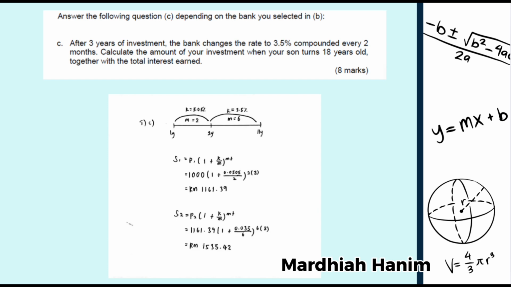Where do I get the 8? Okay, so 8 is the result of 11 minus 3. We've already calculated the first 3 years. Then we have to calculate for the balance of the 11 years after we already calculated the first 3 years. So here we have 8. So the answer is 153,542. So that is the final answer for this question.